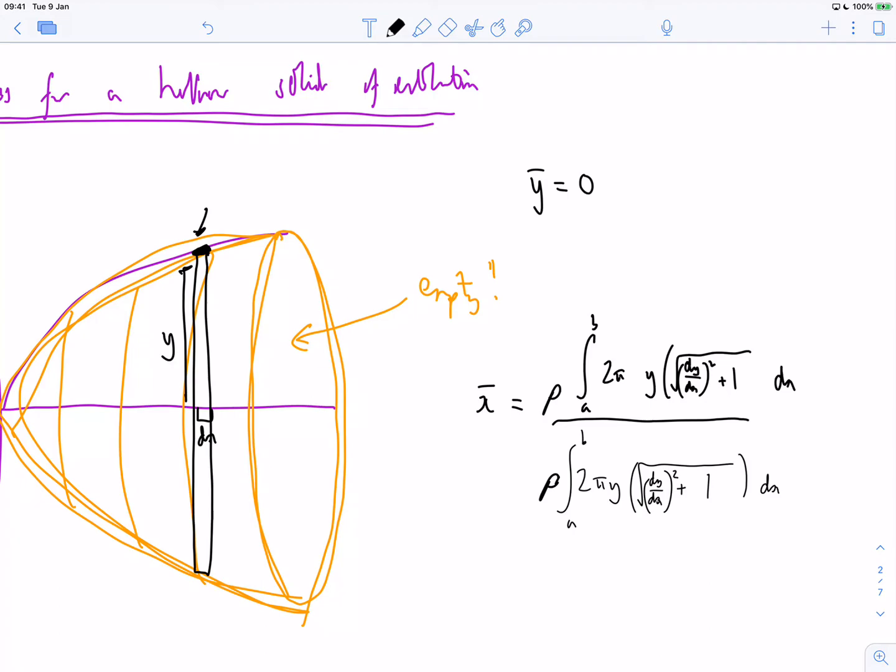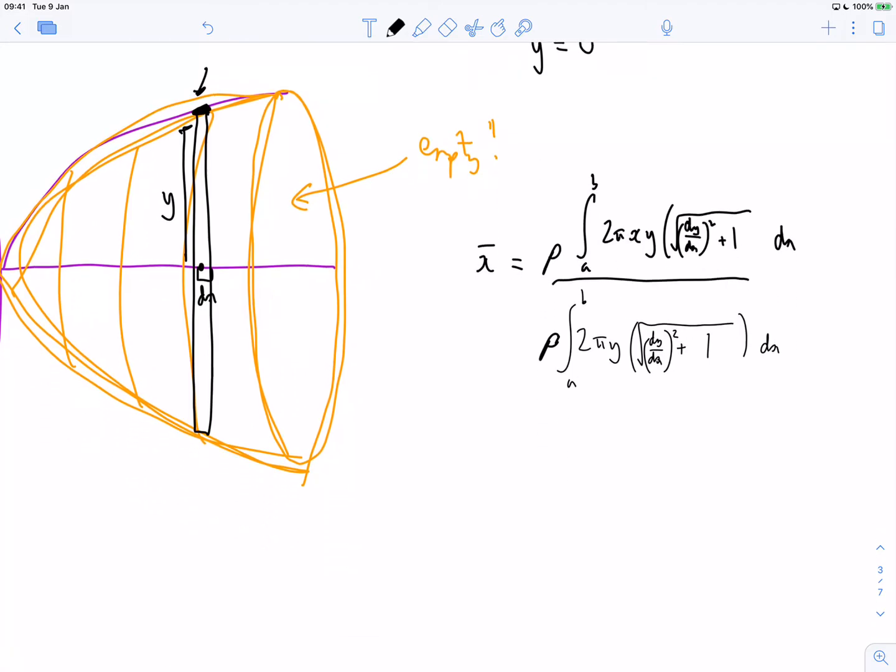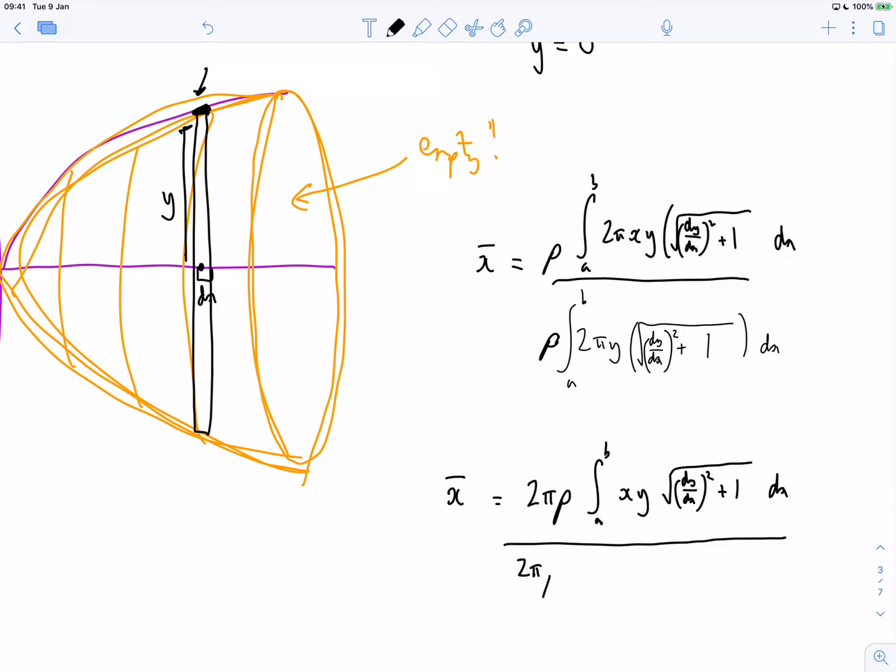And now remember that all these centres of masses are going to be the x coordinate, aren't they? Because all the circles will have a centre of mass in the middle, so I have to times it by the x coordinate, and I'm summing them all up. I then notice that lots of things cancel, so x bar is just going to be 2 pi rho times the integral between a and b of x times y times the square root of dy over dx squared plus 1 dx, all over 2 pi rho times the integral between a and b of y times the square root of dy by dx all squared plus 1 dx.